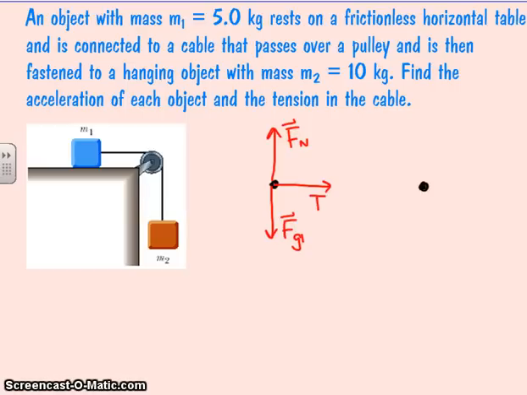M2 has two forces only acting on it. Tension acts upward, and the force of gravity on 2 acts downward. Now, because we have a massless string that cannot stretch, these two tensions are equal in magnitude, although obviously not in the same direction.